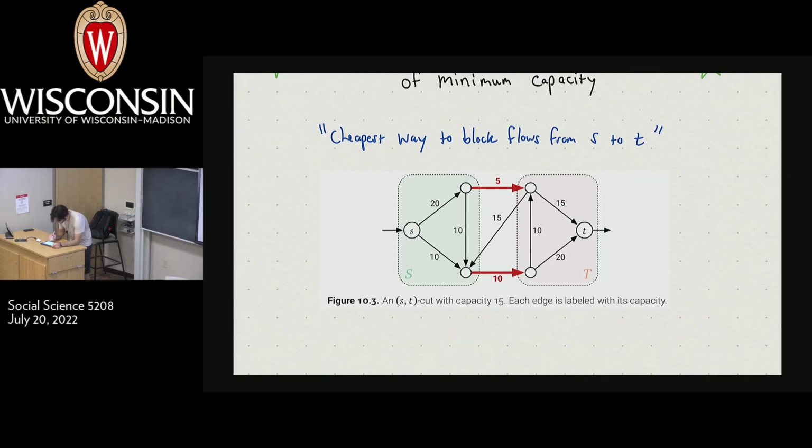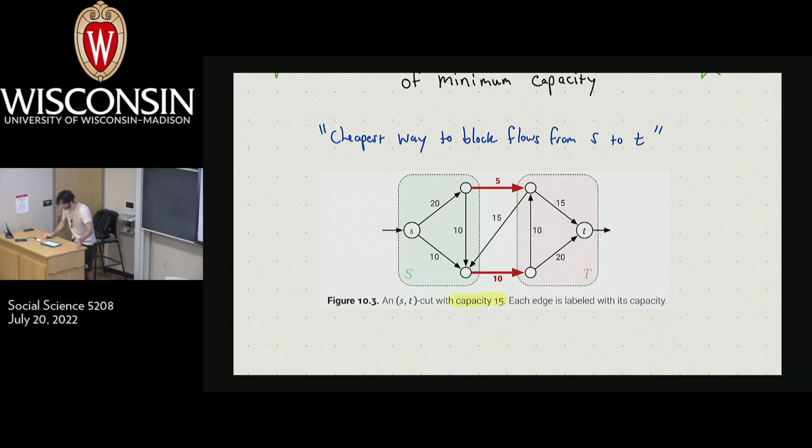So here's an example. In our graph here, S is in green, T is in pink, and these red edges count towards the capacity of the cut, whereas this back edge here does not count towards the capacity because it goes from T to S. And in total, the capacity is going to be 15.